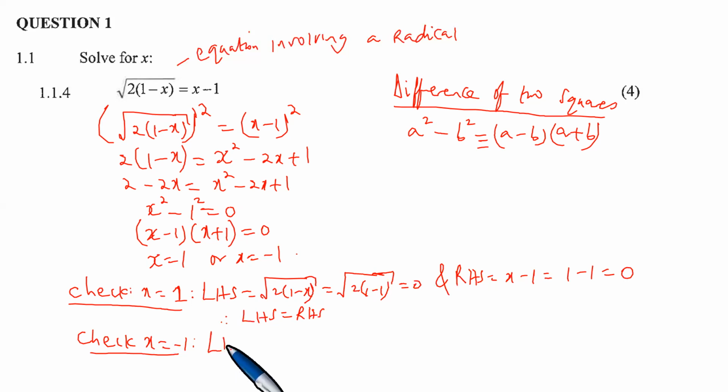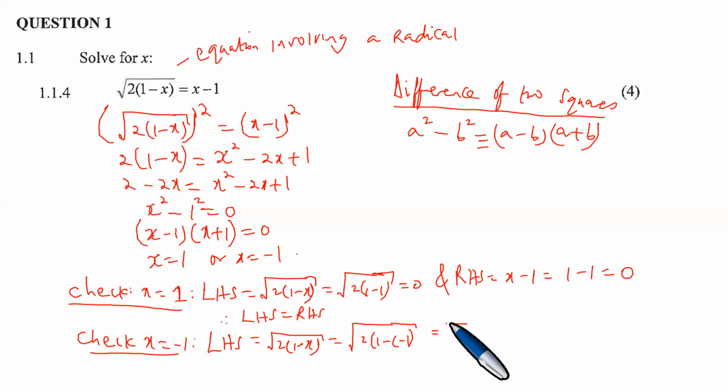So we also check x equals minus 1. The left-hand side is the same as the square root of 2 into 1 minus x, which is the square root of 2 into, you put the minus 1, and therefore it's 1 minus the minus 1, and you extend the square root like that. Now, negative times negative is positive. 1 plus 1 is 2. 2 times 2 is 4. So under the square root sign, we have the number 4 whose square root is plus 2.